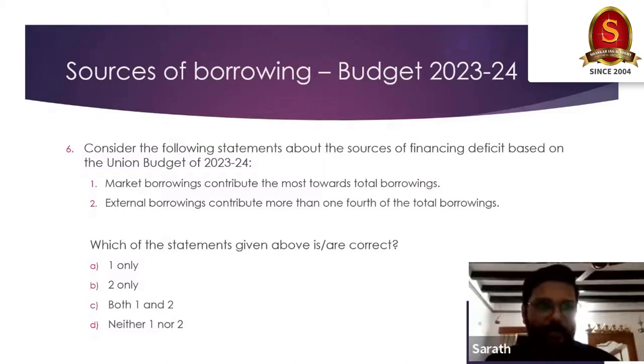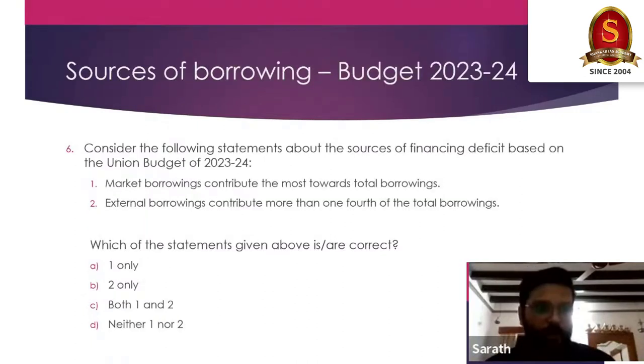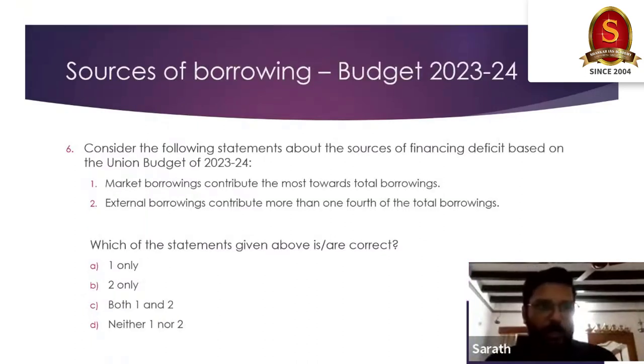The previous one, I think I didn't give the answer. The answer was B, 4231. Now coming to this one. Market borrowings contribute the most towards total borrowings. So what are market borrowings? Borrowings of the government in the form of G-Sec, T-bills, and everything else that they conventionally borrow within India. So that is market borrowing.